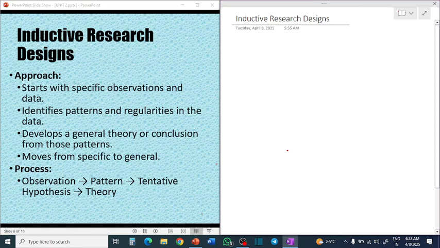Inductive research design is just the opposite of deductive. In this, first we make the observation. Second, we notice the pattern. Then we form the hypothesis, and then we form the theory.